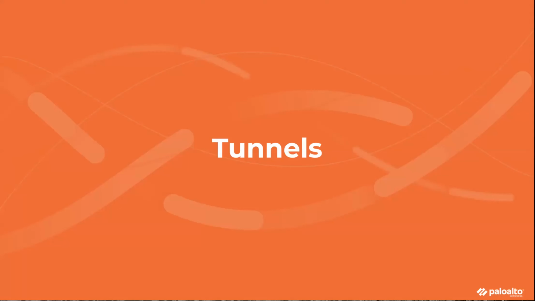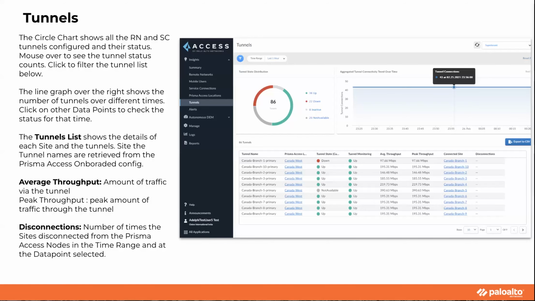Next we have the tunnel dashboard. It shows the tunnel tabular list details, with the tunnel names retrieved from the Prisma Access configurations. You can click anywhere on the circle in the tunnel status distribution here and see the tunnel status, which is again a ring chart in a color-coded format based on the severity.